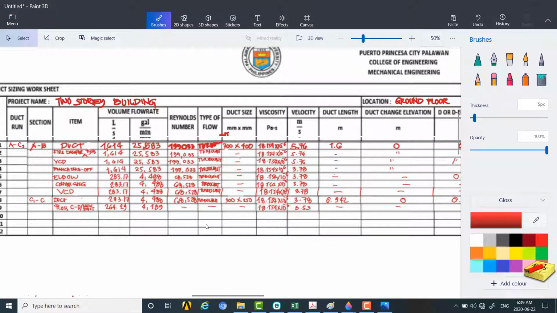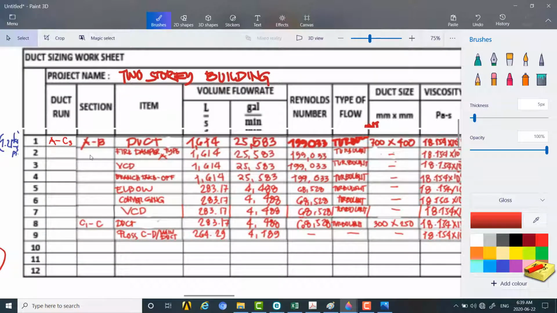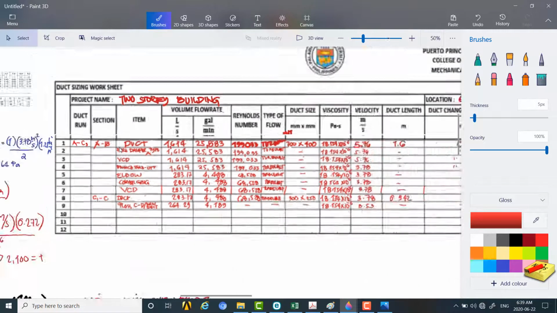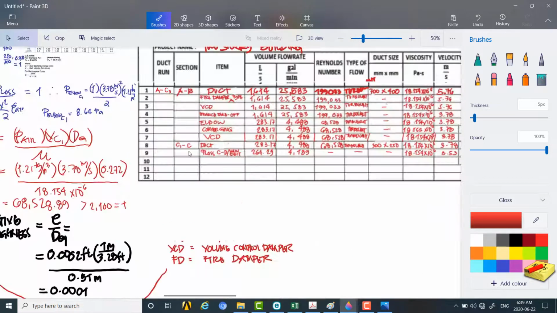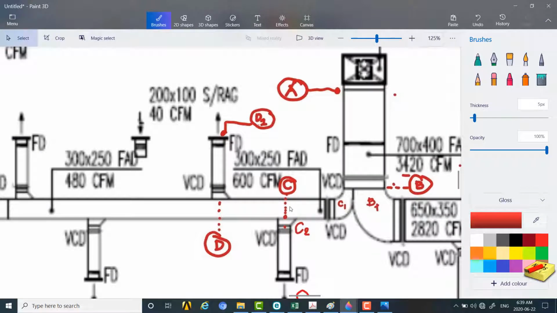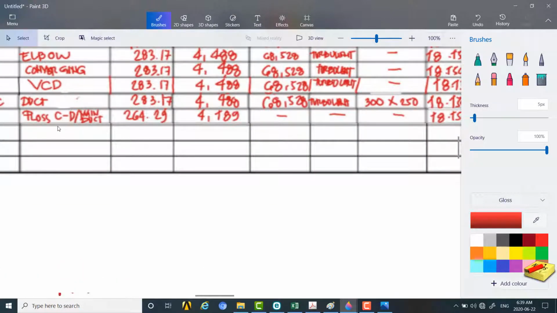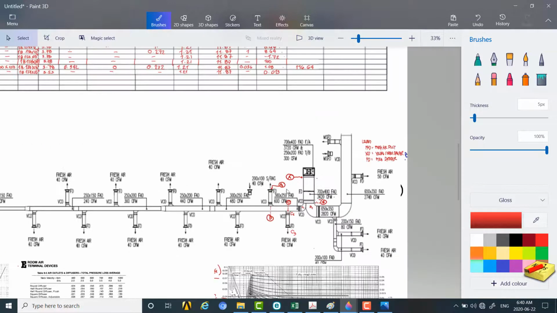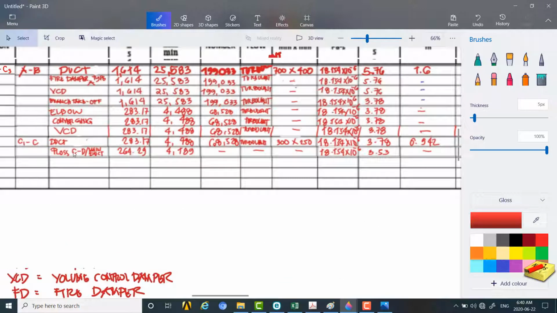Okay, so we can import the values from our previous calculation. So we have your A to B, so that will be the duct. Again, it is the symbol from A to B at this portion, and then we have your C1 to C for your duct. So we have your previous value from C1 to C. Now since we also have your P-loss, this is the P-loss from C to D, so this is also duct, from the main duct.